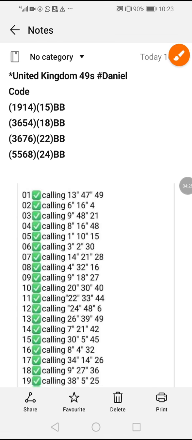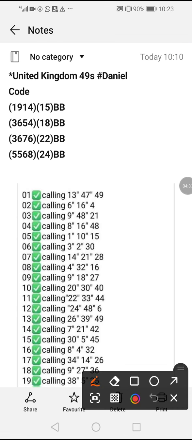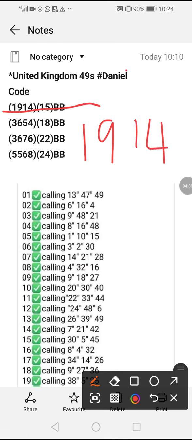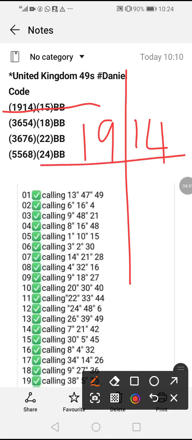Okay, these are our codes for today, guys. We're going to start with that one. 1940 is 19, 14. This is the first code that we have. So as you know, we add 1 plus 9, that is a 10. There is a 15. So do you see that with this 15, there are high chances of a 15 to drop.